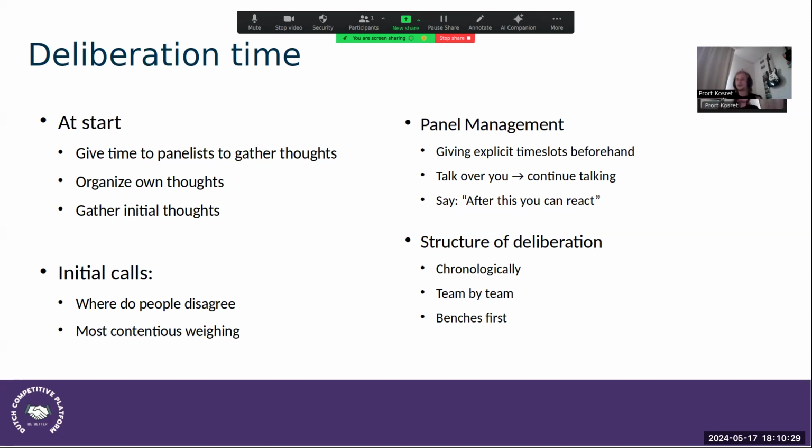So then you do chronologically OG, then versus OO. Then you also do a team-by-team comparison. So then you discuss closing government, and you only discuss closing government with respect to opening government. So this is team-by-team. So you don't say, they might have this weighing against opening opposition, which is what beats them over opening opposition. That doesn't matter, because you're only discussing opening government versus closing government in this case.